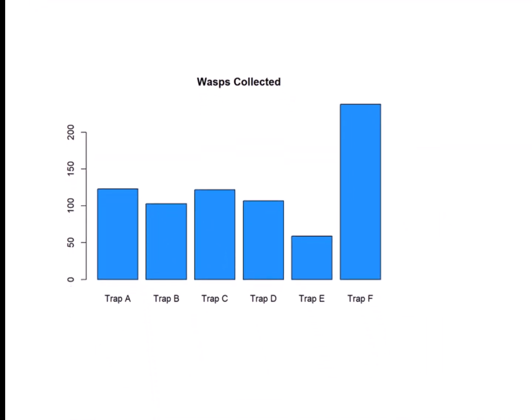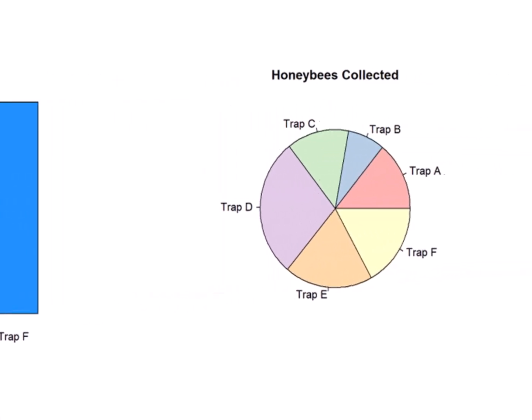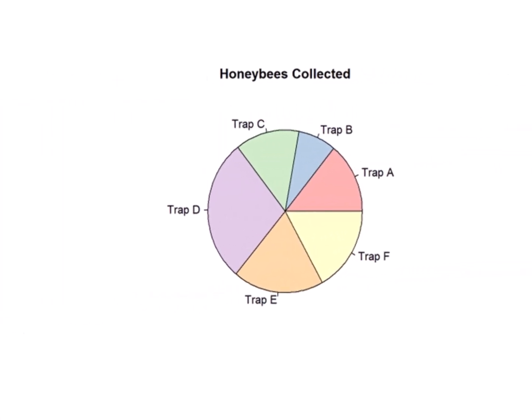A bar plot uses rectangular bars of varying heights to compare categories along the x-axis, with the height of each bar corresponding to the data value it represents. A pie chart is a circular graph that shows the proportions of different categories in the dataset. The size of each slice corresponds to that category's proportion.